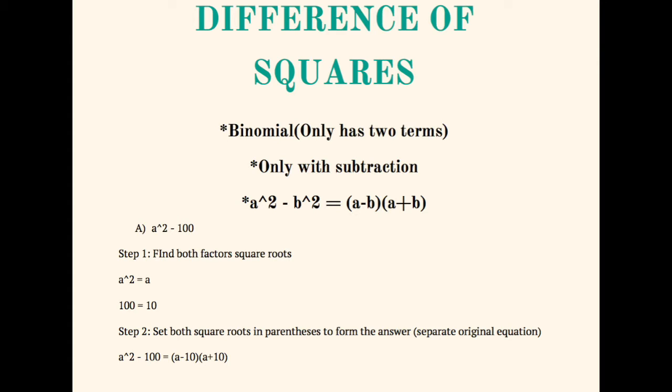Step 2. Set both square roots into a parenthesis to form the answer. The answer would be open parentheses a minus 10 close parentheses, open parentheses a plus 10 close parentheses.